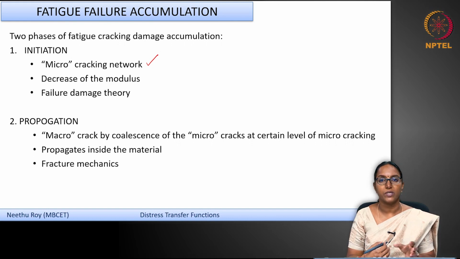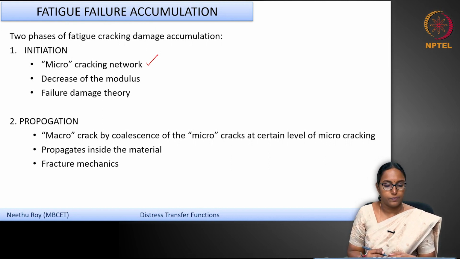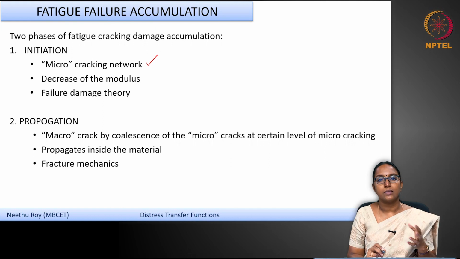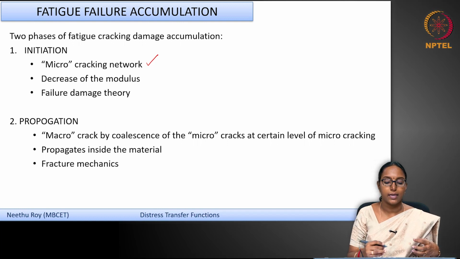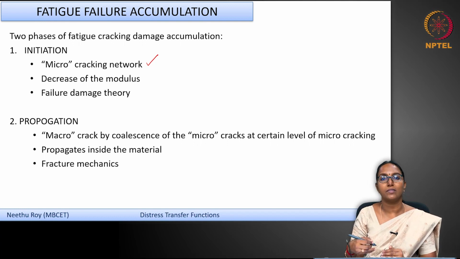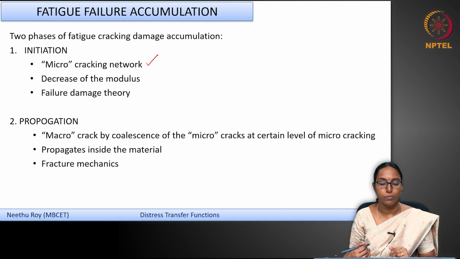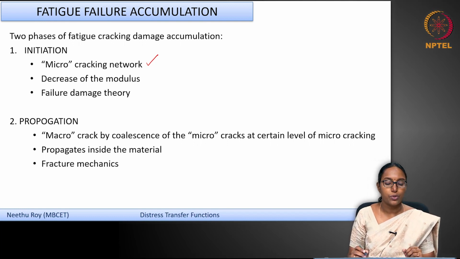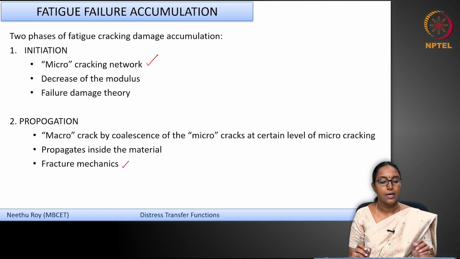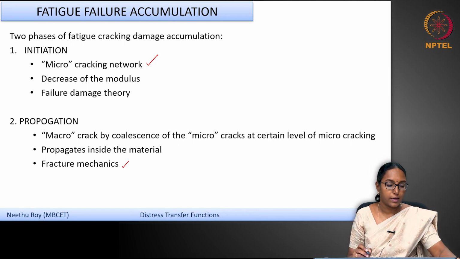In order to study the initiation of cracking in a bituminous mixture, you can use some failure damage theories, okay. Whereas, once it starts micro cracking, there is a possibility that the cracks coalesce. After a certain level of micro cracking, that can form macro cracks, okay. Now, these macro cracks propagate in the material, from one point to the other. So, in order to study this propagation, you can use fracture mechanics concepts, okay. So, these are the two phases of fatigue cracking in a material.